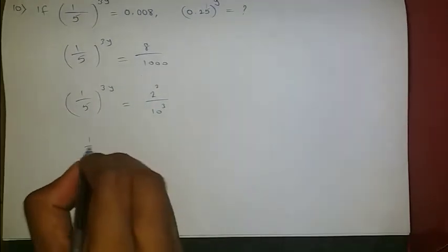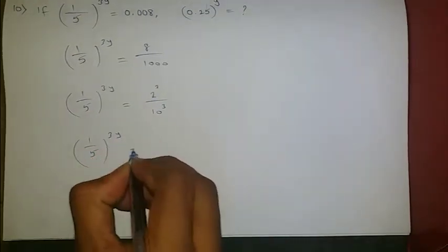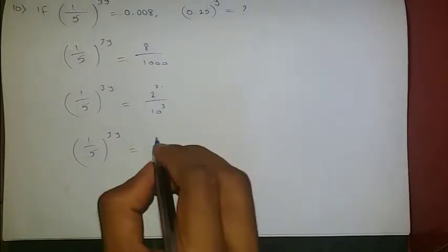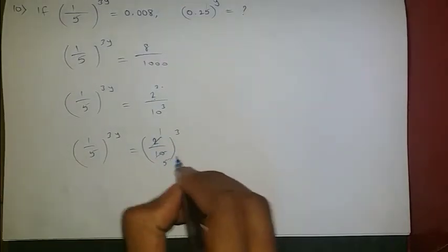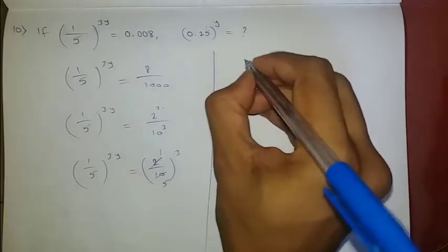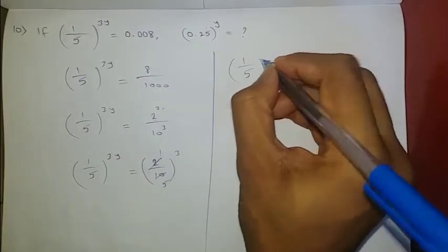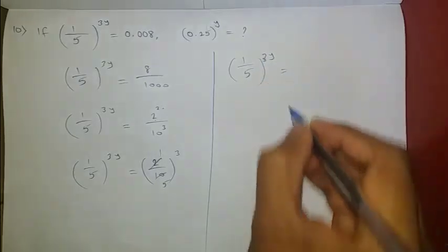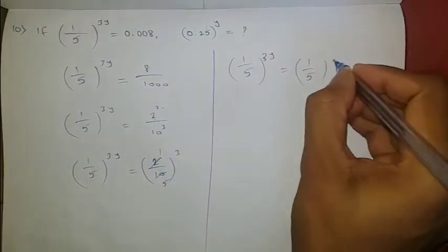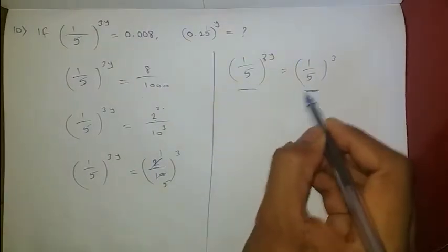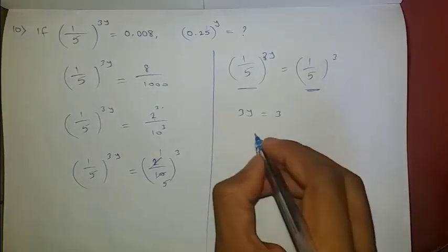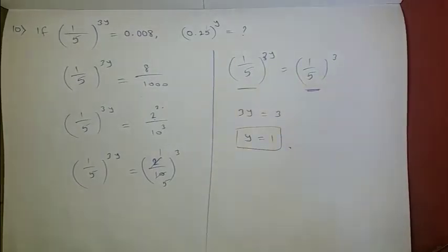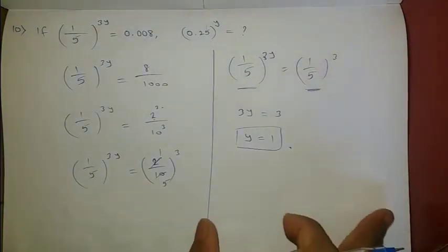Next, (1/5) whole power 3y is equal to 2 cube by 10 cube, which can be written as (2/10) whole cube. 2 1s are 2, 2 5s are 10, so we remain with (1/5) whole power 3y is equal to (1/5) whole power 3. Both the bases are same, so powers are also the same. That is, 3y is equal to 3. So the y value is nothing but 1. Okay, let's move to the next question.